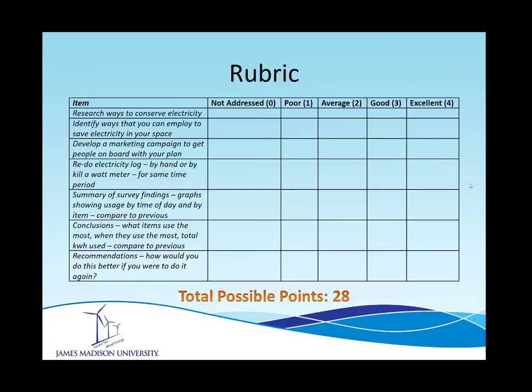And then, of course, a conclusion, so understanding what used the most, when they used the most, how things changed, so comparing and contrasting to task 1, and of course the big total kilowatt hours used after your conservation plan. And then, of course, a section on recommendations of how you could do it better if you were to do this again. Total of 28 points.